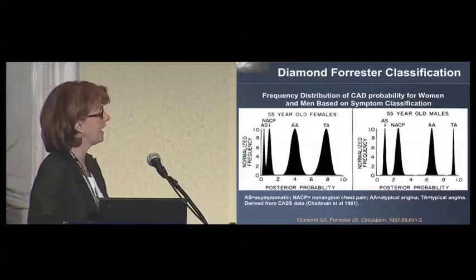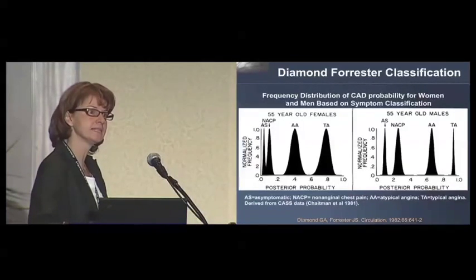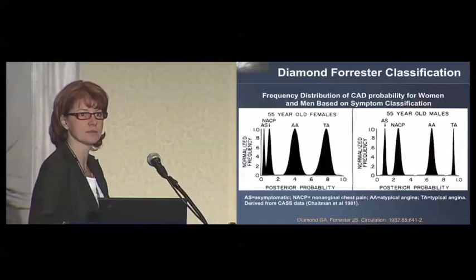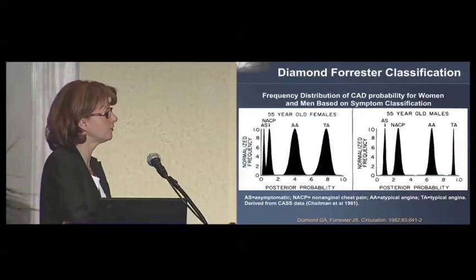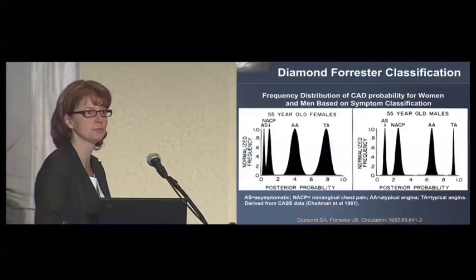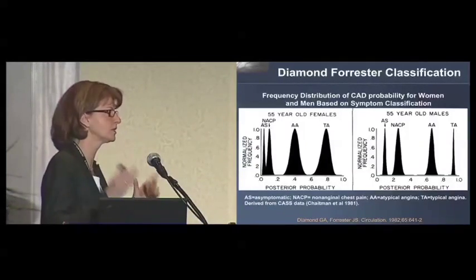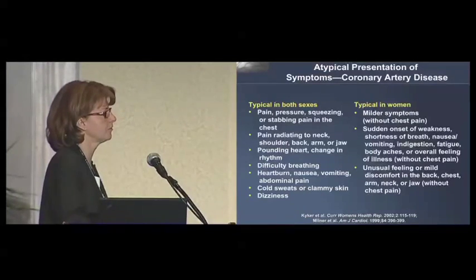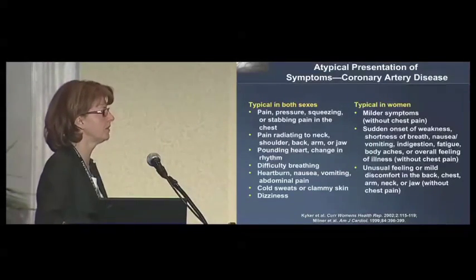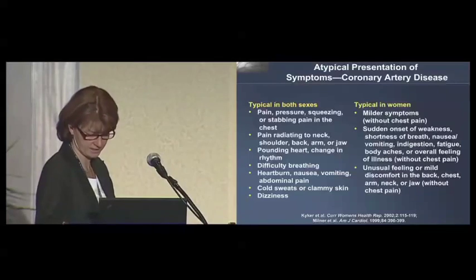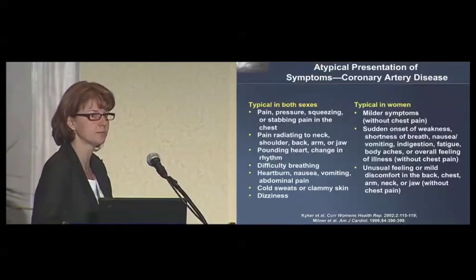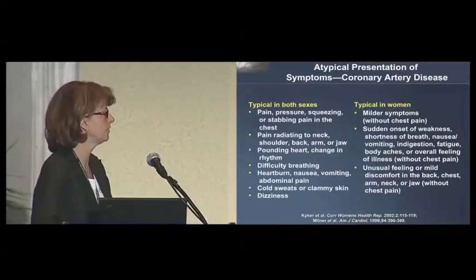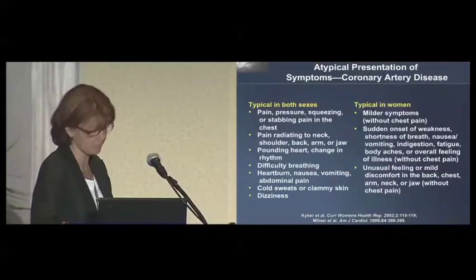So what we have now learned is that what is atypical symptoms in general has become fairly typical in the female patient population. So we should be considering these atypical symptoms as being more typical. Things such as sudden onset of weakness, shortness of breath, nausea, vomiting, indigestion, etc. All these types of vague symptoms really should be thought of as much more typical in this female patient population.